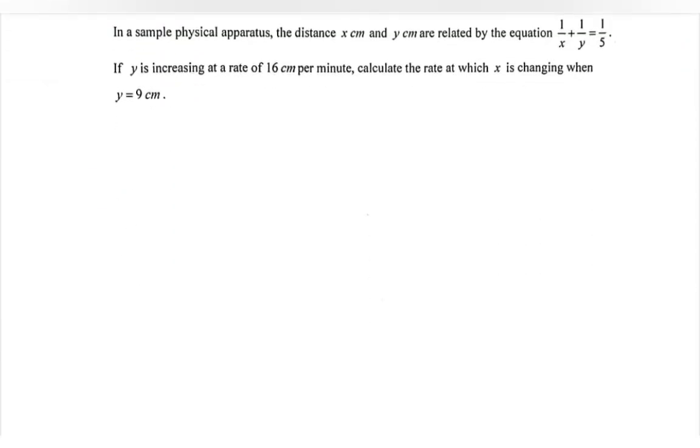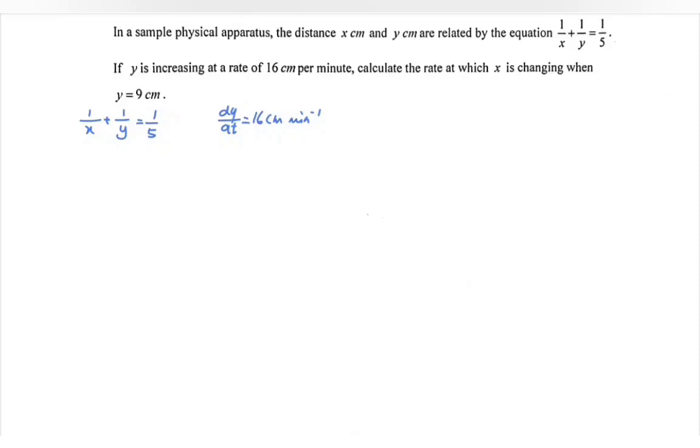Hello everyone, in this video I'm going to discuss the example for application of differentiation regarding the rate of change. Kindly refer to the question: in a sample physical apparatus, the distances x and y are related by the equation 1 over x plus 1 over y equals 1 over 5. If y is increasing at the rate, so automatically we have dy/dt equals 16 cm per minute.